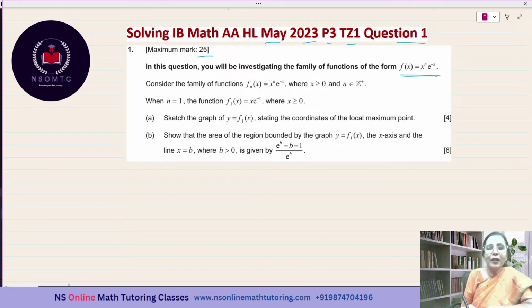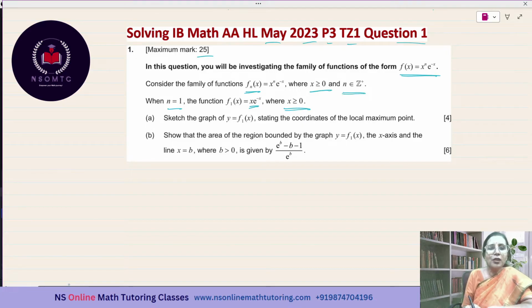Consider the family of functions f_n of x equal to x to the power of n times e to the power of negative x, where x is greater than or equal to 0 and n belongs to the set of positive integers. When n equal to 1, it is f1 of x equal to x to the power of 1, or x times e to the power of negative x, where x is greater than or equal to 0.